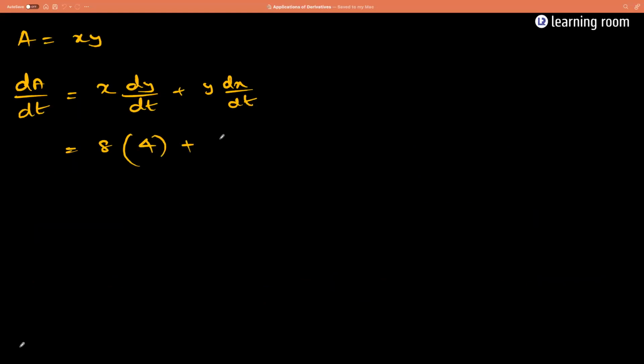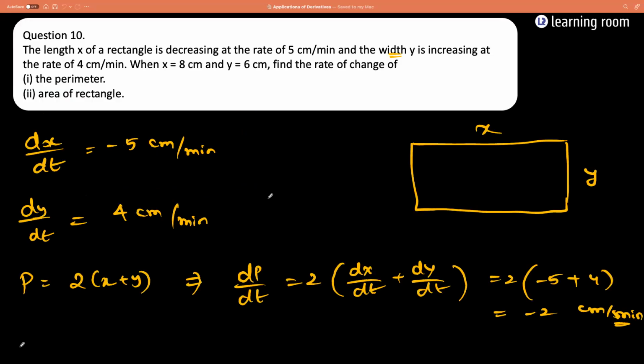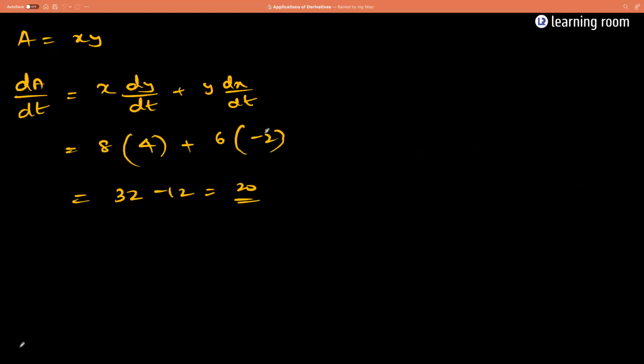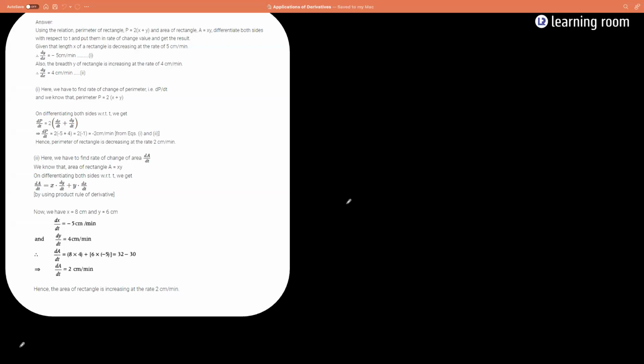And y is 6. 6 into minus 5, sir. Okay, okay. Minus 30 then. So 32 minus 30 is 2. Then it should be 2 centimeter per minute. You told minus something? No, sir, 2 centimeter square per minute. Okay, okay. 32 minus 30, that is 2 centimeter square per minute. So there is a mistake here. It is centimeter square per minute.